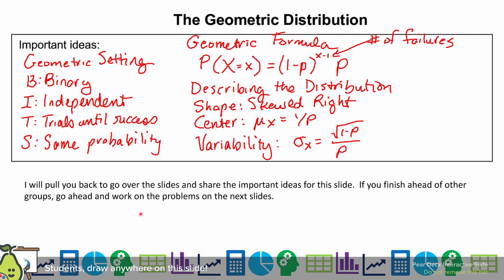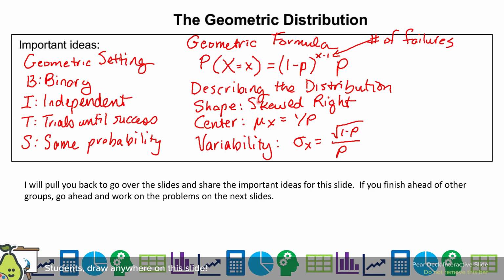So for geometric distribution, some big ideas that you want to write down in your notes is the geometric setting: B is binary, I is independent, T is trials until success, and S is same probability. And I'm still keeping my pet peeve. I think S and I are pretty much the same thing. I'll have to talk to some stats gurus to say, okay, tell me what's really different about these two, right? And there's your geometric formula that is on your math chart.